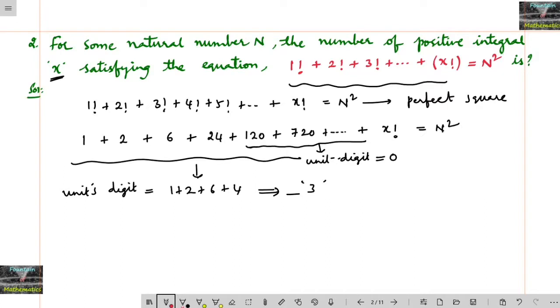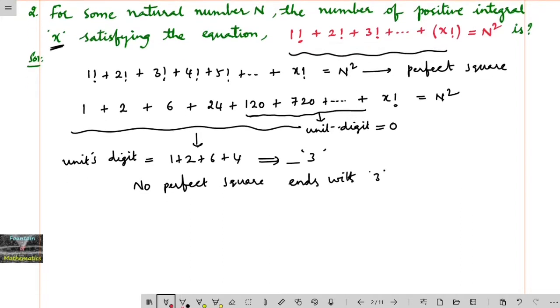And there is one concept. We know that no perfect square number ends with the digit 3, right? We know that a perfect square does not end with 2, 3, 7 and 8. No perfect square ends with these digits 2, 3, 7 and 8. So among these we had 3 also, so we can say that if 3 is the unit digit, it's not a perfect square.